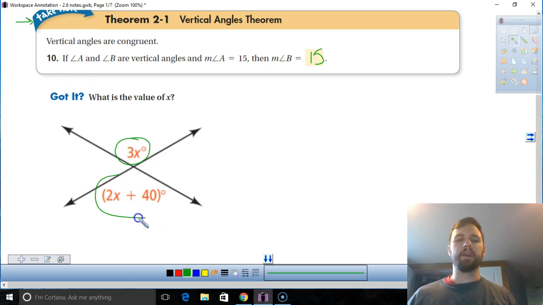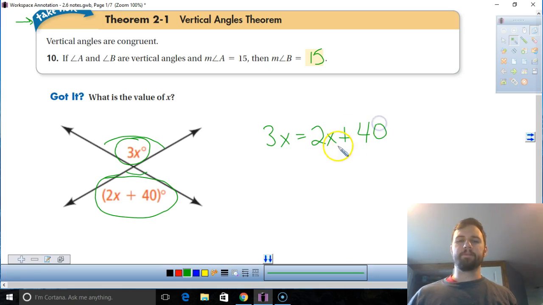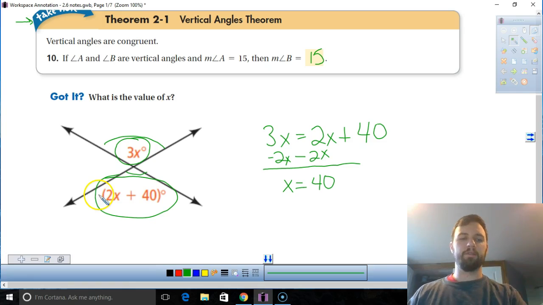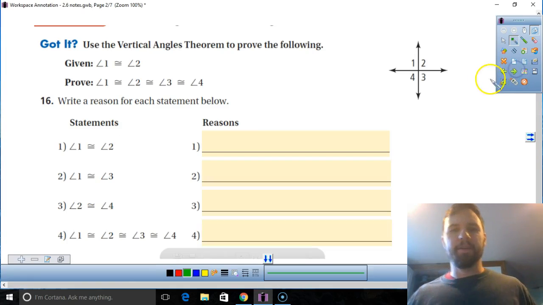We already know this. They make a nice bow tie, right? You want your bow tie to be equal on both sides. And so if they're equal on both sides, I set them equal to each other. Subtract 2x. Subtract 2x. X equals 40. This should all be review so far. Anything new? Alright, onward and upward. Let's use this in an actual proof.